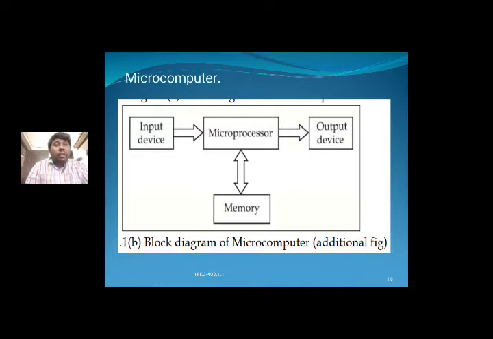Here, if you want to draw the microcomputer in a more elaborated form, with a little bit of change, the diagram shows the input device processed by the microprocessor, data stored in the memory, and the output device. That means it has only four main components, four blocks: input, output, memory, and microprocessor. This is the main block diagram of the microcomputer.